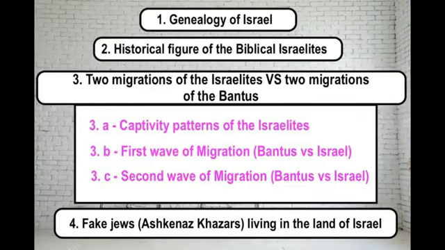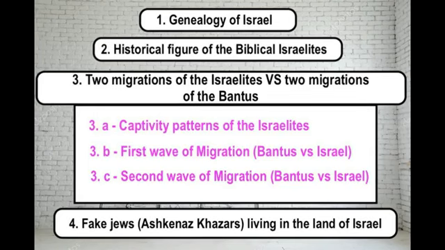So section number 1 is going to break down the genealogy of Israel. So for those who are just coming to this knowledge, you're going to get the understanding of the 12 tribes of Israel. In section number 2, we're going to uncover the historical figure of the Israelites. We're going to go inside of the Bible and see what these people look like.